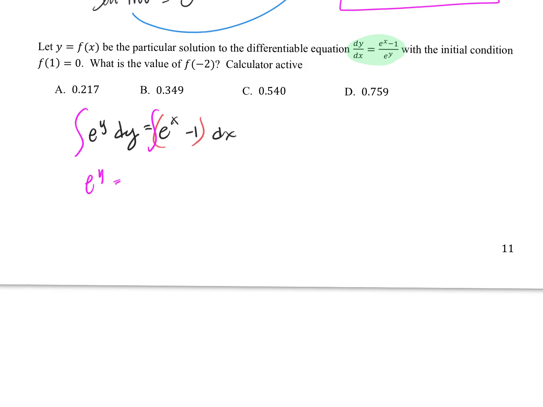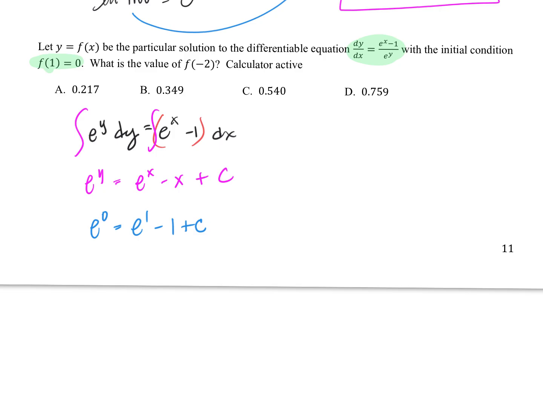Whose derivative is e to the x? E to the x. Whose derivative is -1? Negative x, you got it, plus? Beautiful. My c. You guys, they gave us a point to plug in. What am I going to plug in for what? 1 is x and 0 is y. You got it. 0 is y, 1 is x, he said.